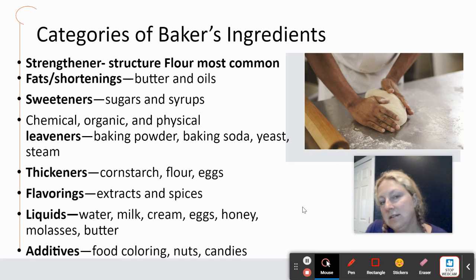And then you have your additives. Additives don't always necessarily change the ultimate component. They add flavor and they add some texture, but it's usually not the base of the recipe. So what I mean by additives, chocolate chips would be an additive, candies, food coloring, nuts, and spices.